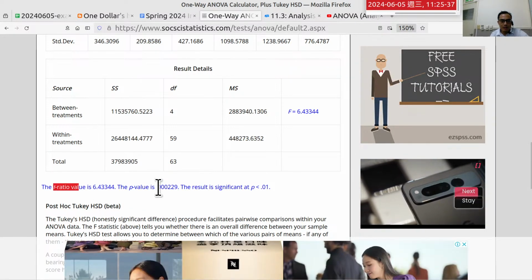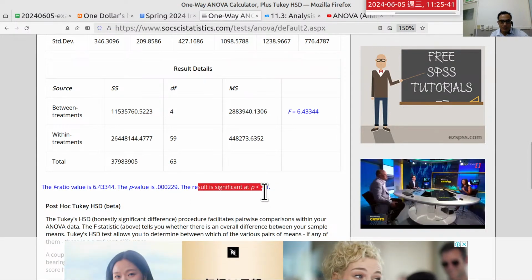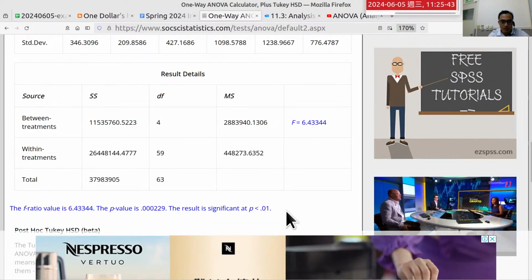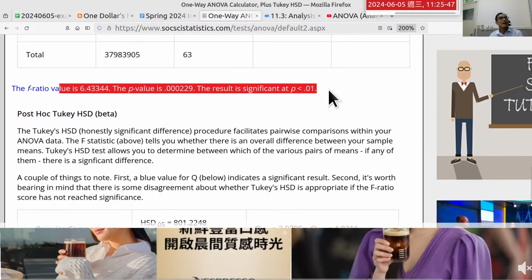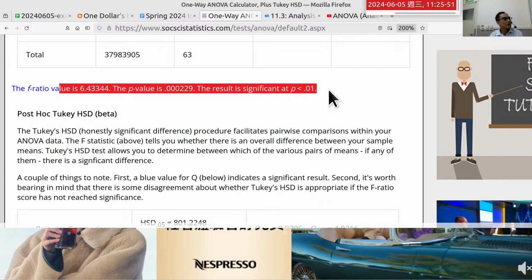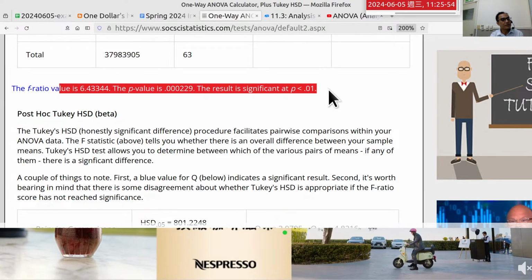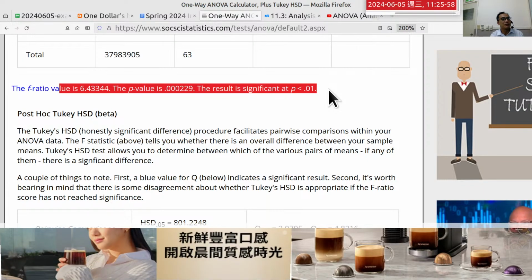The P value is 0.000229. The result is significant. Okay, and we are done. It means at least 2 groups are different. But can you tell me what the difference is? Who are those 2? I will tell you later.